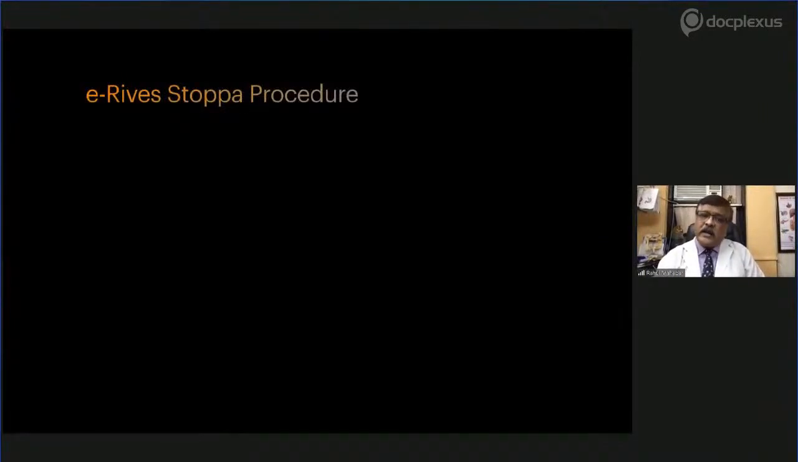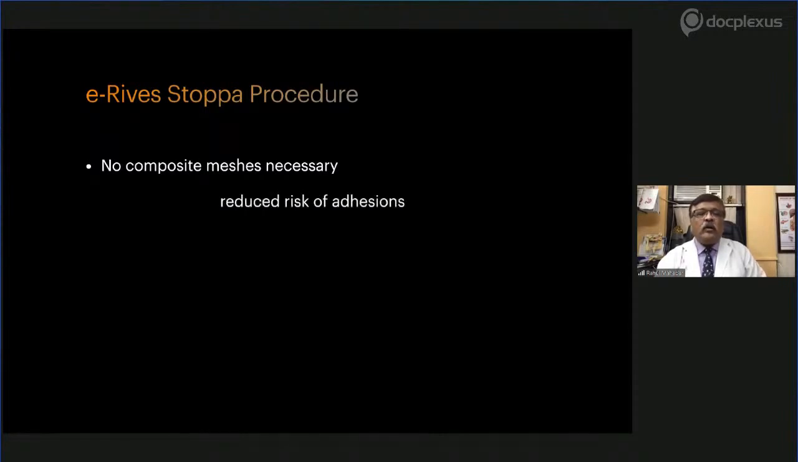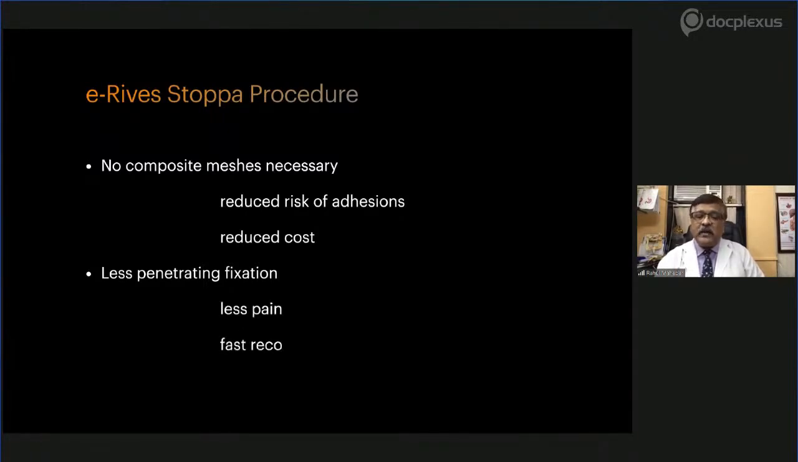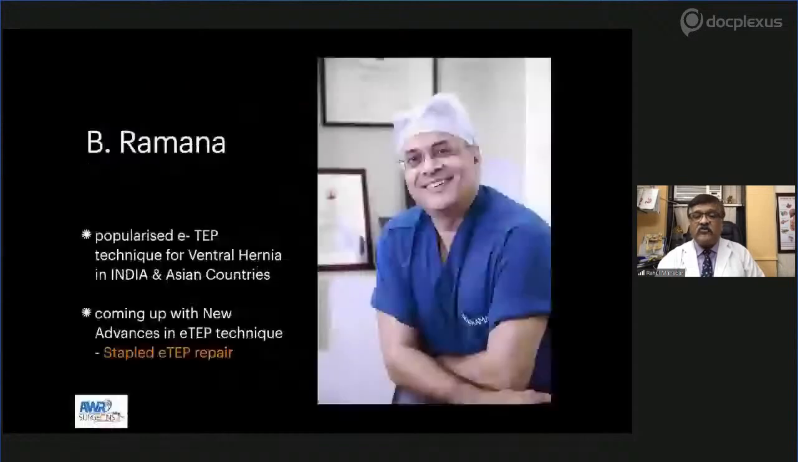Now, in the E-TEP Rives-Stoppa procedure, no composite mesh is necessary. Because of that, there is reduced risk of adhesions, reduced cost, and less penetrating fixation is used, or no fixation is used. Because of that, there will be less pain and fast recovery of the patient, and probably it is one of the best solutions for ventral hernia repair as of now.